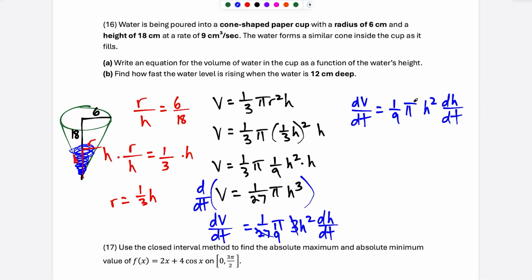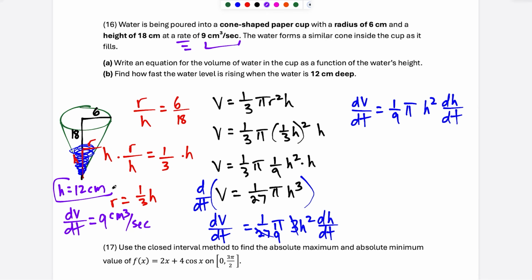But now let's go back to the beginning of the question and extract the givens. We're told that the water is being poured in at a rate of 9 cubic centimeters per second. So that's telling us what dV over dt is. I'll say that over here: dV over dt is equal to 9 cubic centimeters per second. And then the next thing we're looking for in part B is how fast the water level is rising when the water is 12 centimeters deep. So we're concerned with what's going on at h equals 12 centimeters. So part of the givens is h equals 12 centimeters.